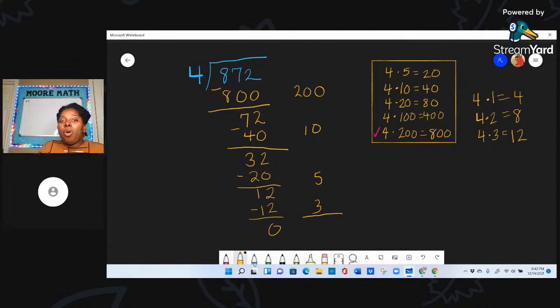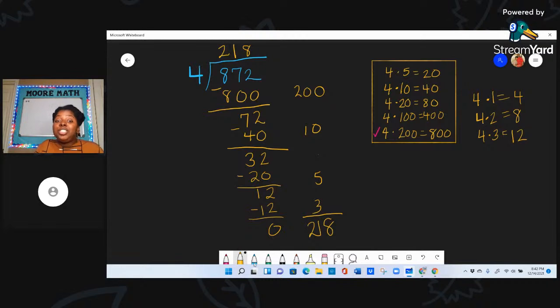So add these all together. What is 5 plus 3? 8. Good. And 0 plus 1? 1. Good. And we bring down that 2. So your answer would be 218. You see that? Yes.